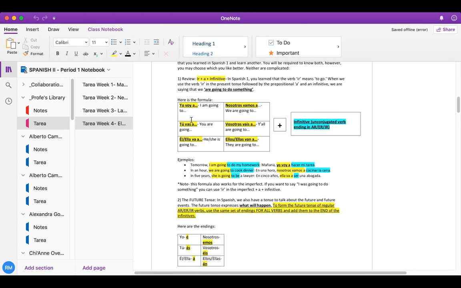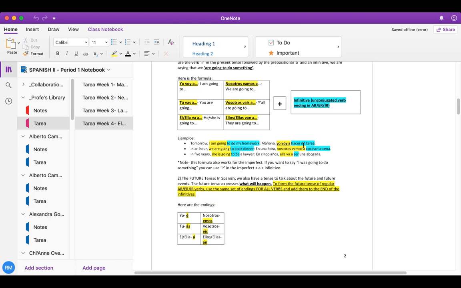Your 6 subjects here. Yo voy a, I am going to. Tú vas a, you are going to. Él or ella va a, he or she is going to. Nosotros vamos a, we are going to. Vosotros vais a, y'all are going to. And ellos, ellas van a, they are going to. So that plus an infinitive or an unconjugated verb ending in AR, ER, or IR is saying that you or someone is going to do something in the future.